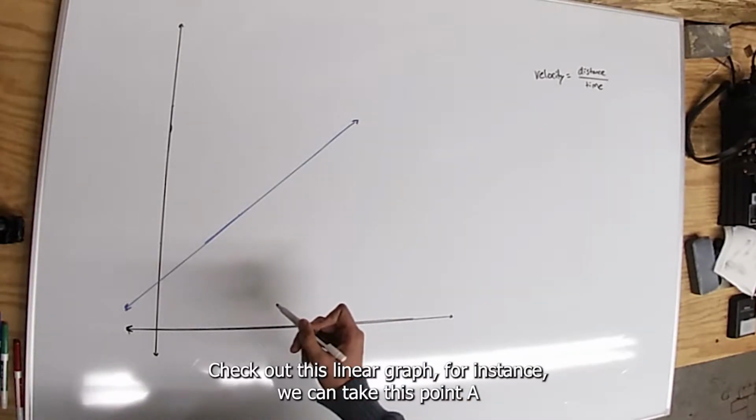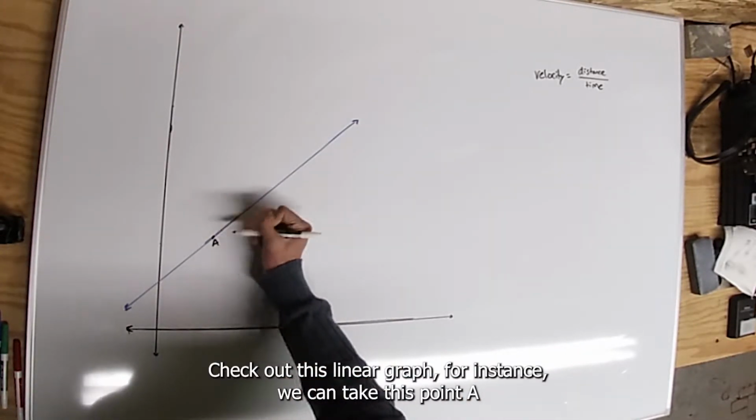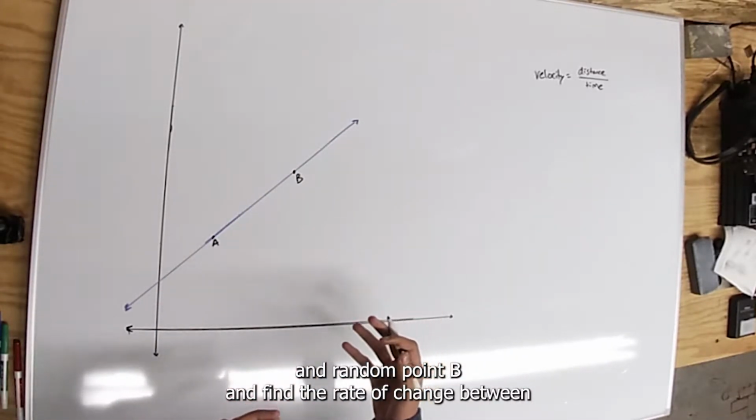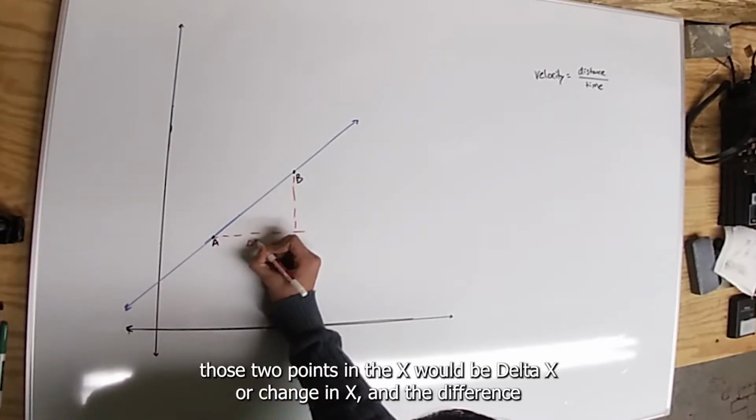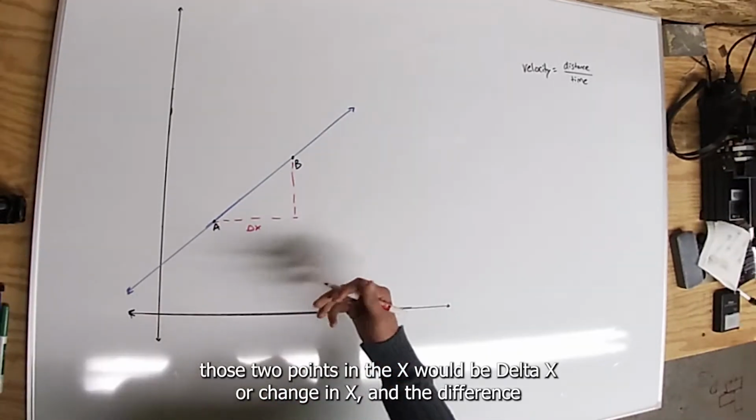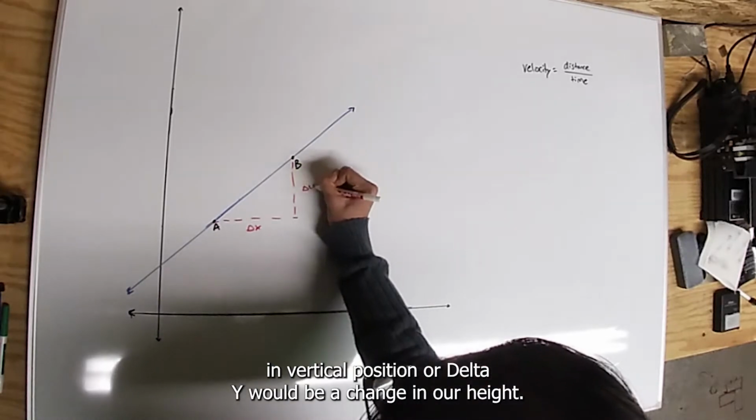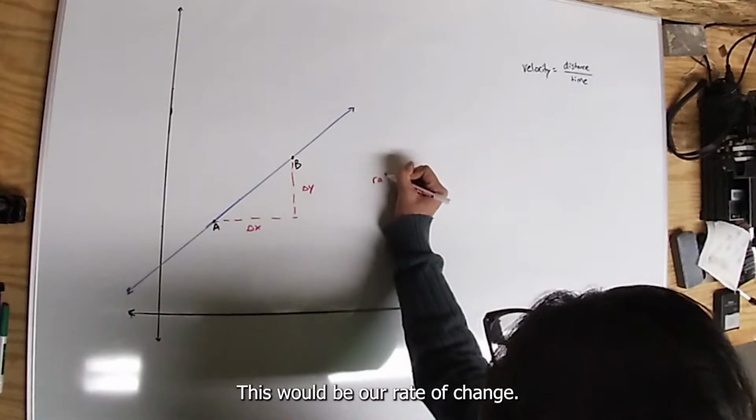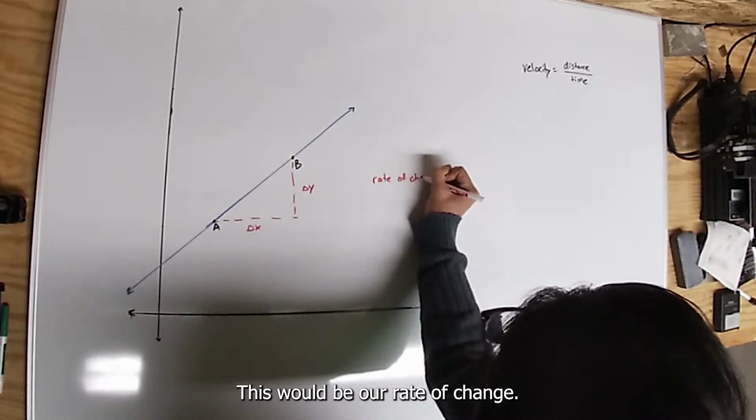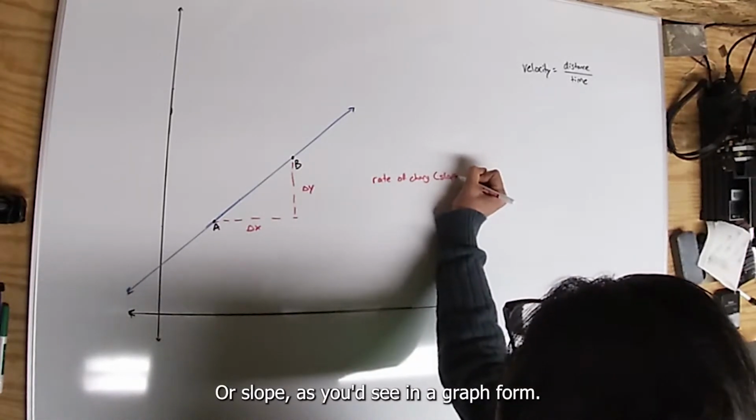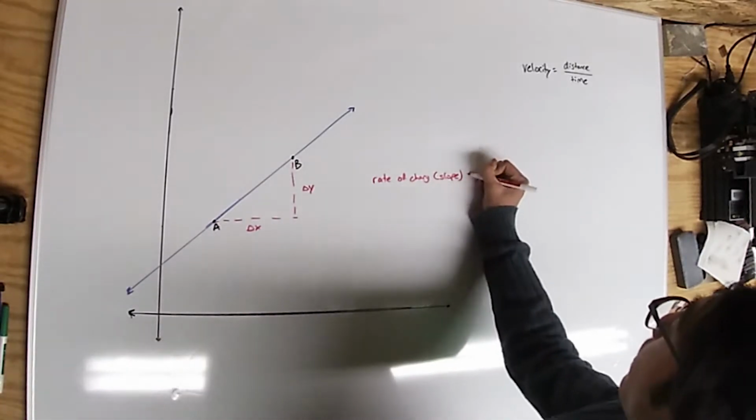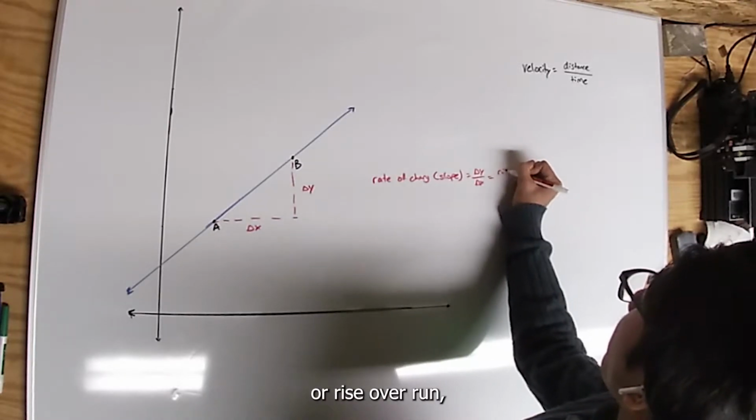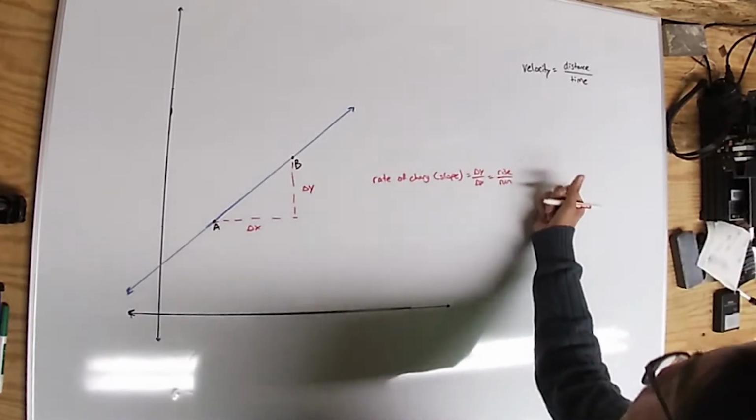Check out this linear graph, for instance. We can take this point, A, and random point, B, and find the rate of change between those 2 points. The change in x would be delta x, and the difference in vertical position, or delta y, would be our change in height. This would be our rate of change, or slope, as you'd see in a graph form. This is where you find the delta y over delta x, or rise over run.